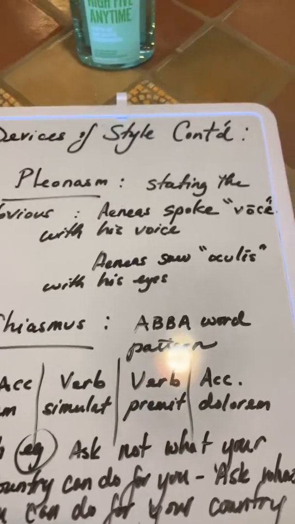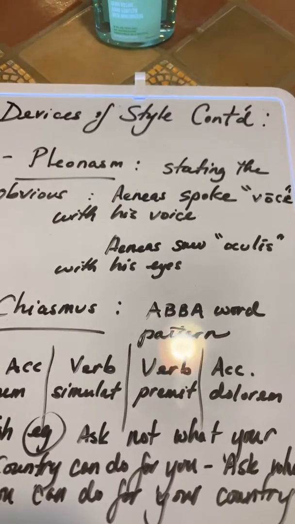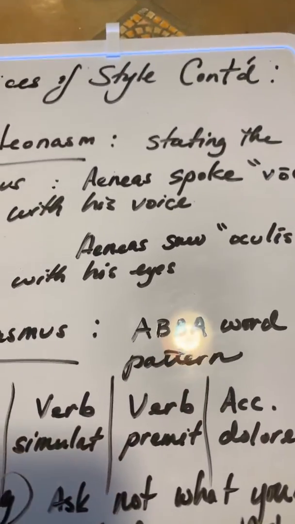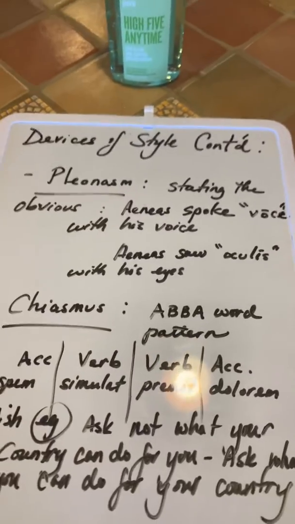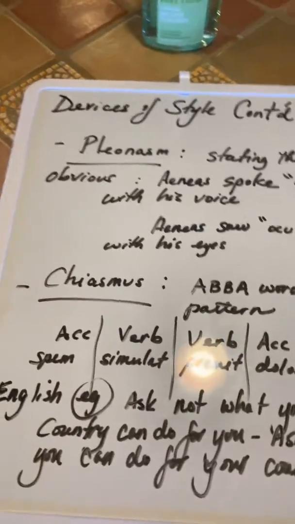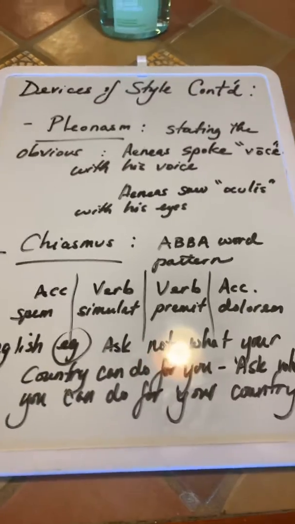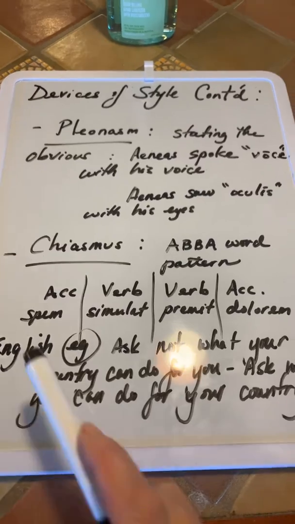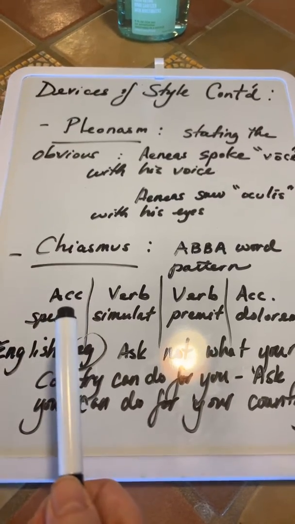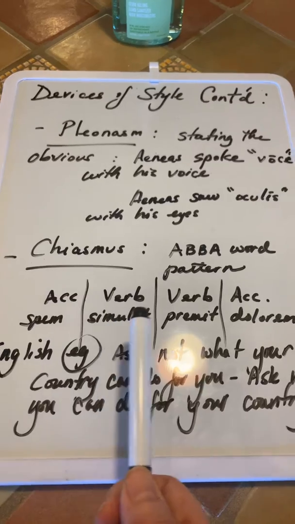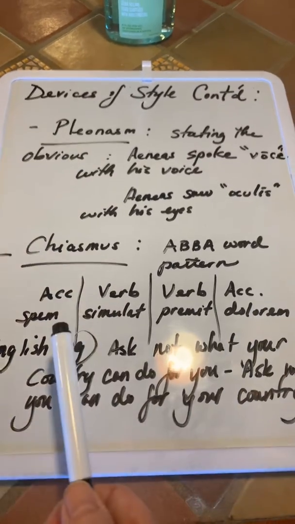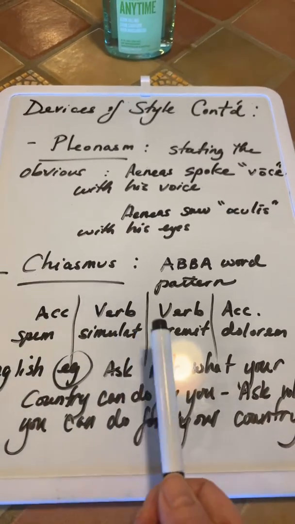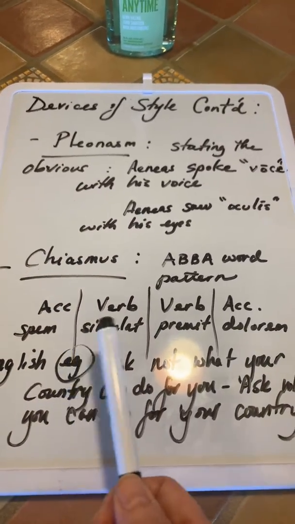Chiasmus. Remember that synthesis was A-B word pattern? Well, now we have A-B-B-A word pattern. So an example was in line 209 of your translation of the Aeneid, book 1, where we saw an accusative, then a verb, then we saw a verb, and we saw another accusative. Spem simulat premit dolorem. Accusative, verb, verb, accusative. A, B, B, A.